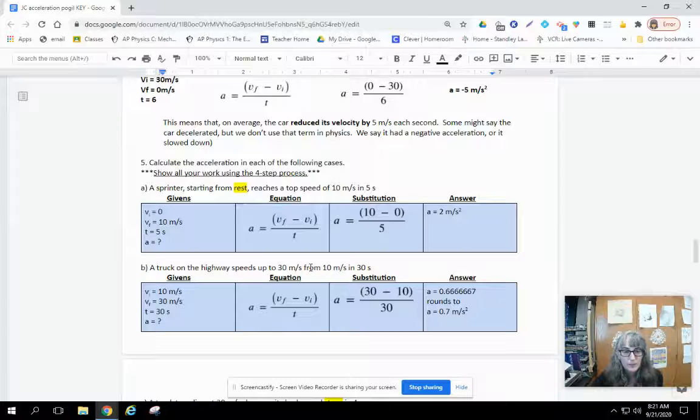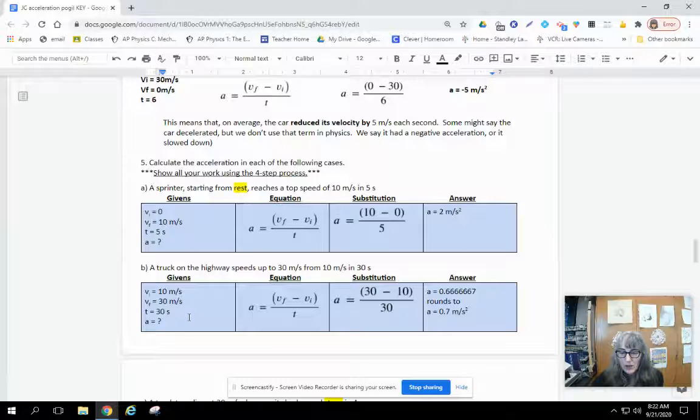The next one, we're going to speed up to 30 meters per second from 10 meters per second, and that happens in 30 seconds. Time is my easiest one to figure out because that's the seconds, so I know that's T. These are both speeds because they both have meters per second in them. So we need to decide which one is the starting speed and which one is the ending speed. It goes from 10 meters per second to 30 meters per second. So the 10 meters per second is my starting speed, that's my V I, and then 30 meters per second is my ending speed, that's V F.